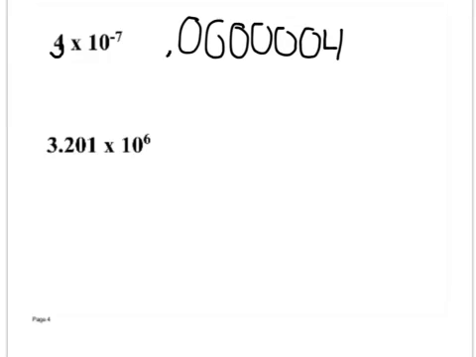And there's our decimal point. Is that correct? If you look, 1, 2, 3, 4, 5, 6, 7, yes, it is correct. 3.201 times 10 to the 6. So we move the decimal 6 times. Now if you move it past the 201, that's 3 numbers, so we need to add 3 more zeros.